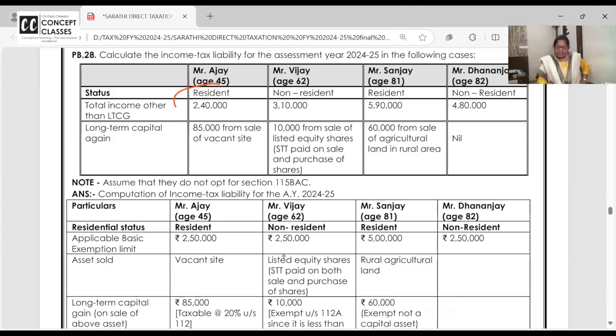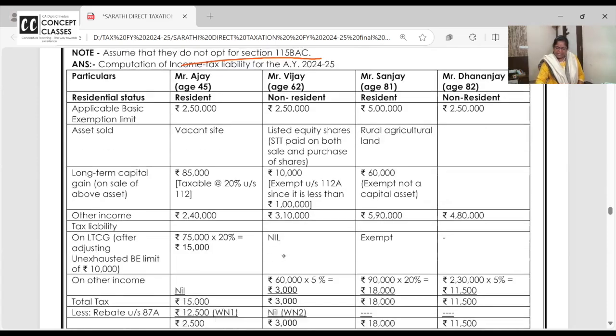He's a resident and he has got total income other than long-term capital gain 2,40,000 and long-term capital gain from sale of vacant site 85,000. So other income is 240. Now we have a concept called unutilized basic exemption. What is basic exemption for Ajay as he's opting out of default tax regime? So what's normal tax for Ajay? 2,50,000. 240 is other income, no tax. 10,000 is unutilized basic exemption because basic exemption is 250. You utilize 240 here and your tax will become nil. 10,000, what is extra? Can you set that off from the long-term capital gain?